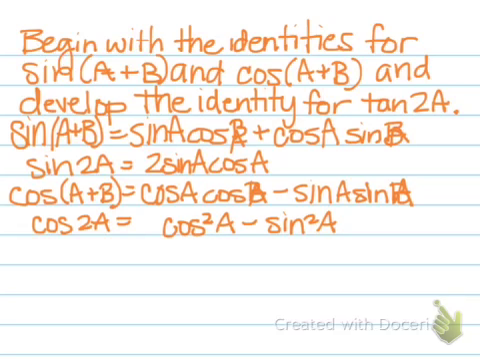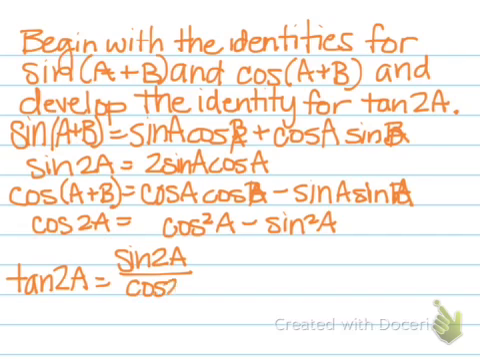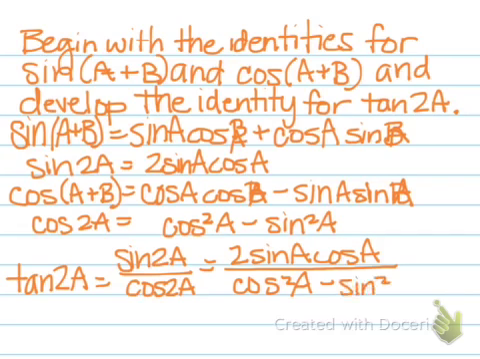and find the identity for tangent 2a. So tangent 2a, remember tangent is sine over cosine, so if you have tangent of 2a, then you'll have sine of 2a over cosine 2a. Well, we have information for sine of 2a and cosine 2a, so we can just take that information that we have. Sine 2a is 2 sine a cosine a, and cosine 2a is cosine squared a minus sine squared a.